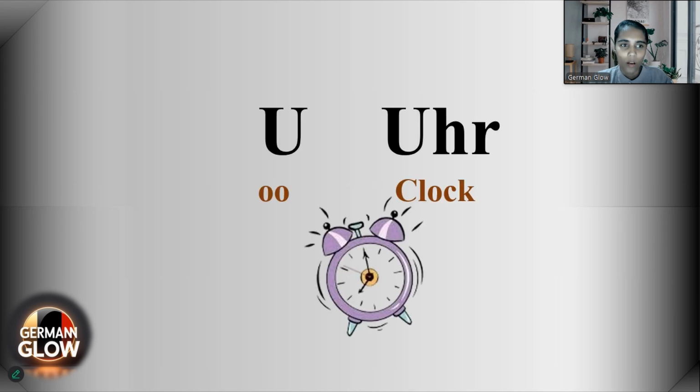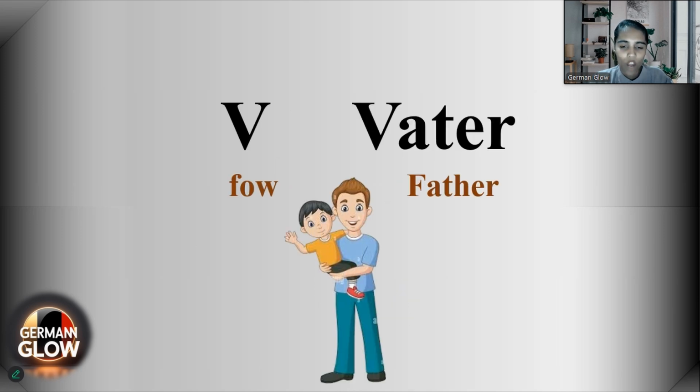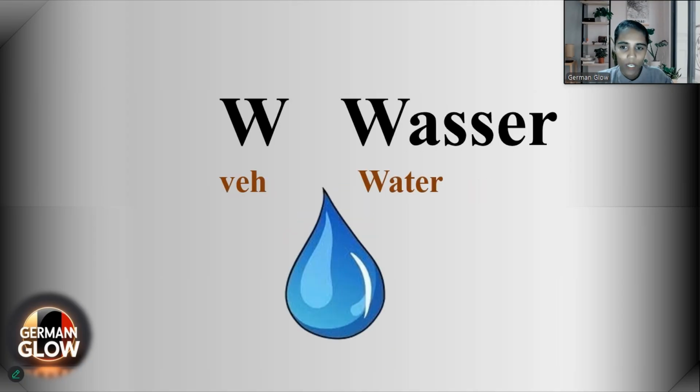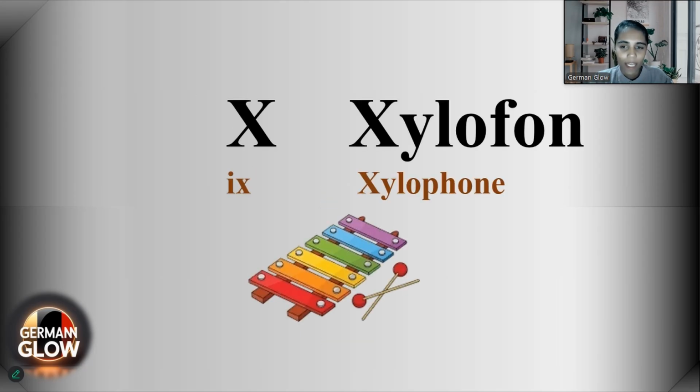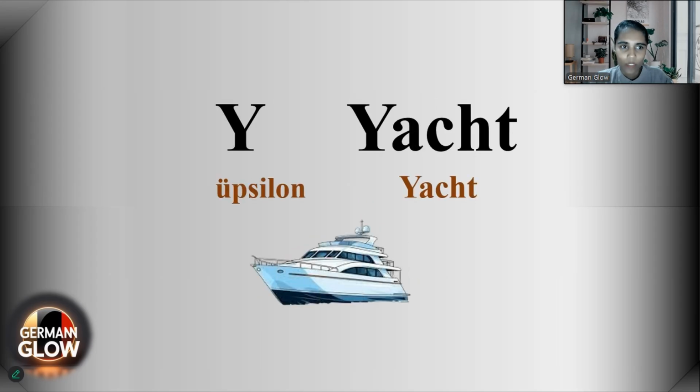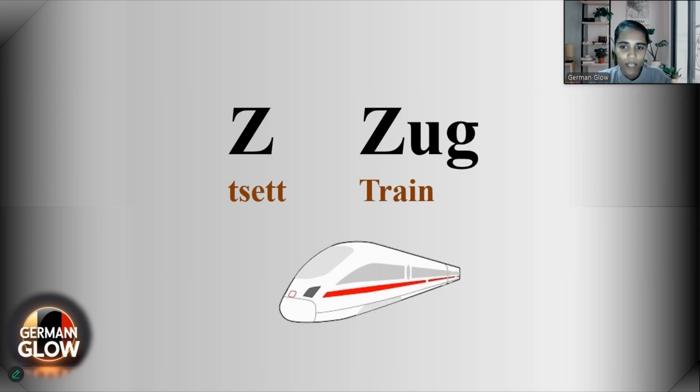U. U for Uhr. V. V for Vater. W. W for Wasser. X. X for xylophone. Y. Y for yacht. Z. Z for Zug.